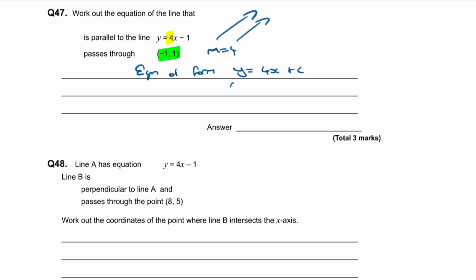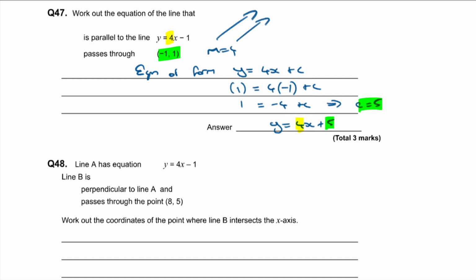We're going to get 1 is equal to 4 lots of minus 1 plus c. Okay, so 1 equals minus 4 plus c. That tells me that c is going to have to be equal to 5. And so the equation of this line is going to be y is equal to 4x, because we already had that part, plus 5, the y-intercept. So we knew that the gradient was 4, got it from up there, and we've now worked out that c is 5, we got it from there.